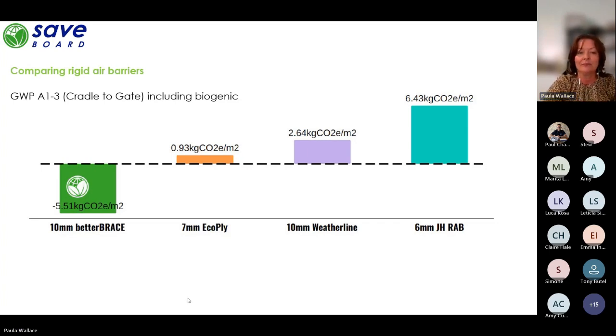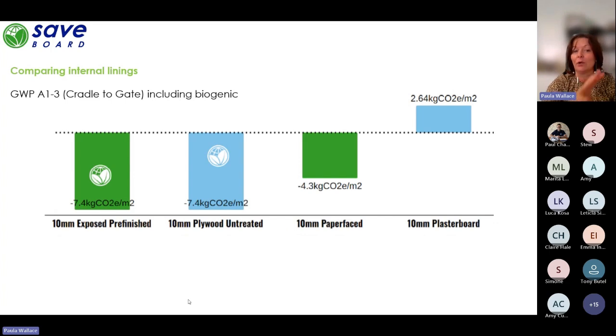Get that right. Now, another quick one here. I've compared internal linings. So ranging from exposed internal lining, minus 7.4, plasterboard 2.64. Now, if you were using plasterboard, you'd be like 2.64, that's not bad. But if you go through the process of this comparison, you can see that actually you could be saving 10 kilos of carbon per square meter if you were to use exposed internal lining or a 10 millimeter untreated plywood.